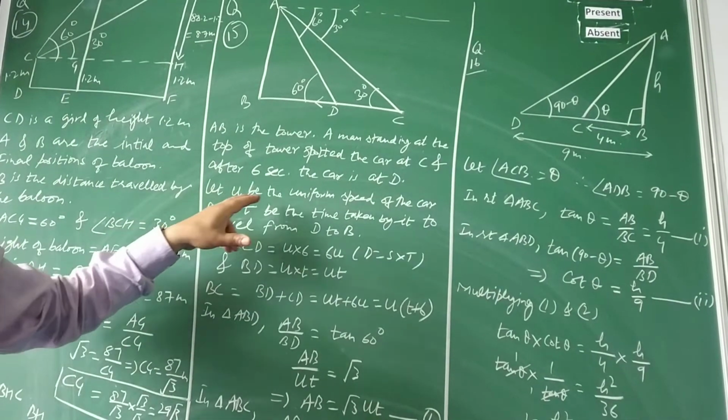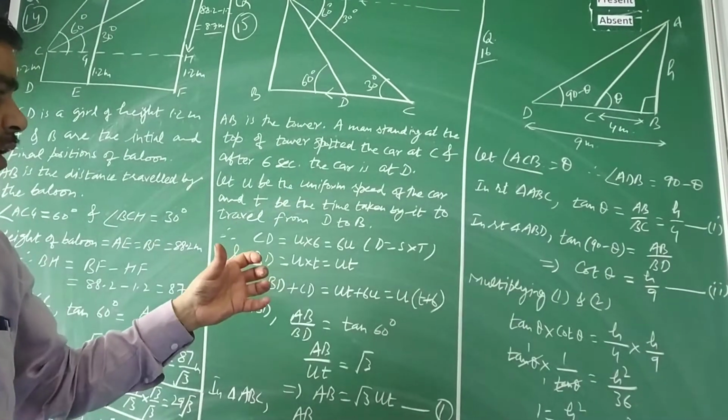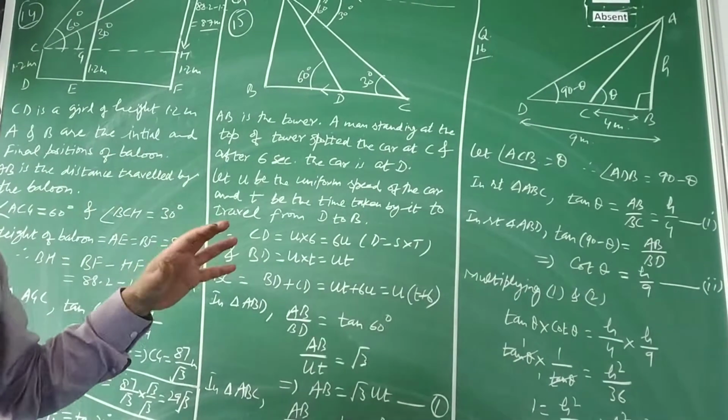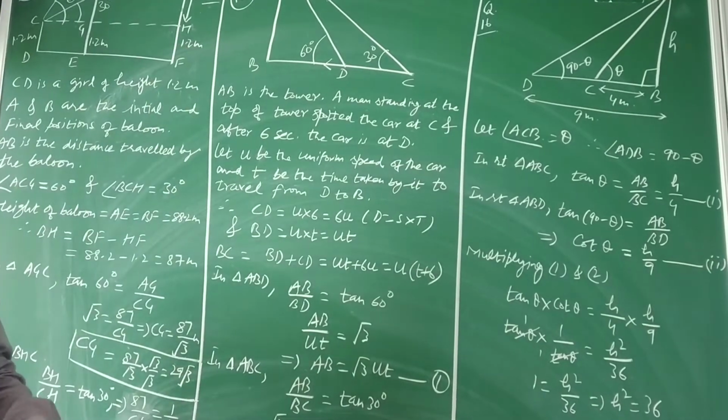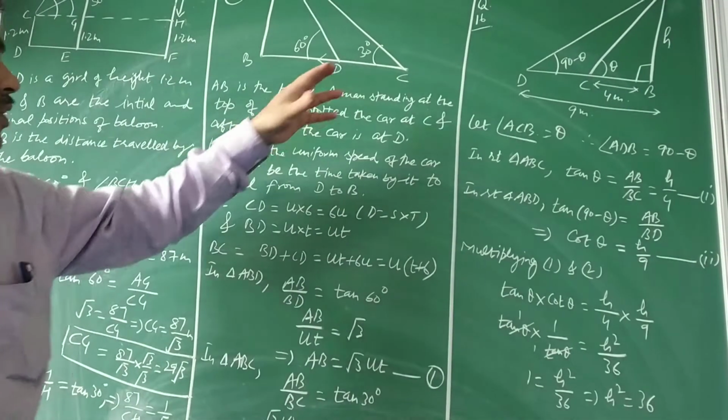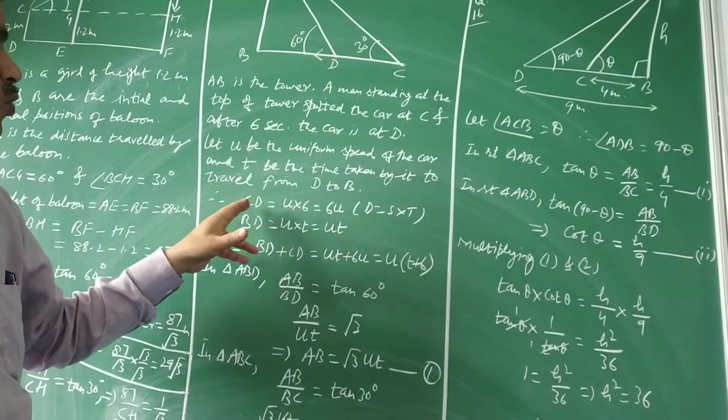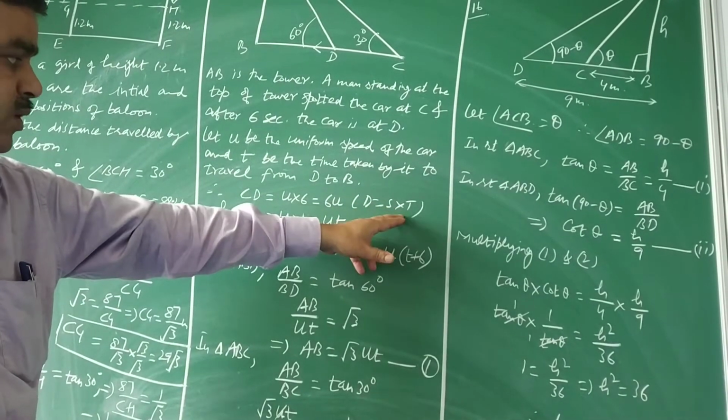So I said let U be the uniform speed of the car, that remains the same throughout, and T be the time taken by the car in moving from D to B. So then this distance CD will be equal to what? Distance I know is equal to speed into time.